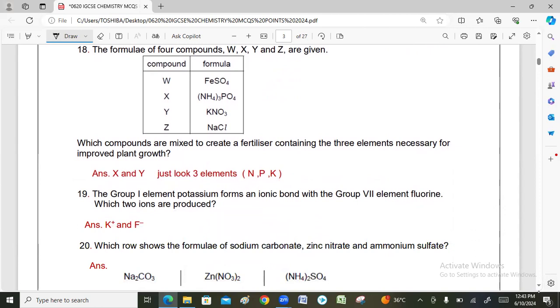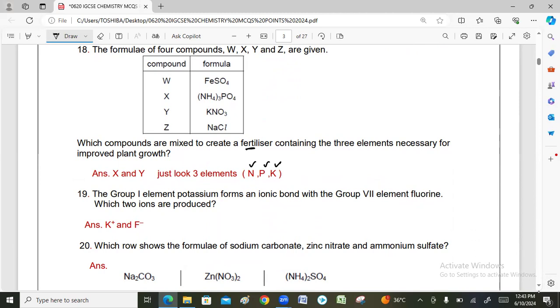So mostly the fertilizer, if we look at the fertilizer, so NPK, nitrogen, phosphorus, potassium. These are the three elements which are necessary for the plant growth. So NPK. So you have to look at the fertilizers which can give us NPK mixed to create a fertilizer.